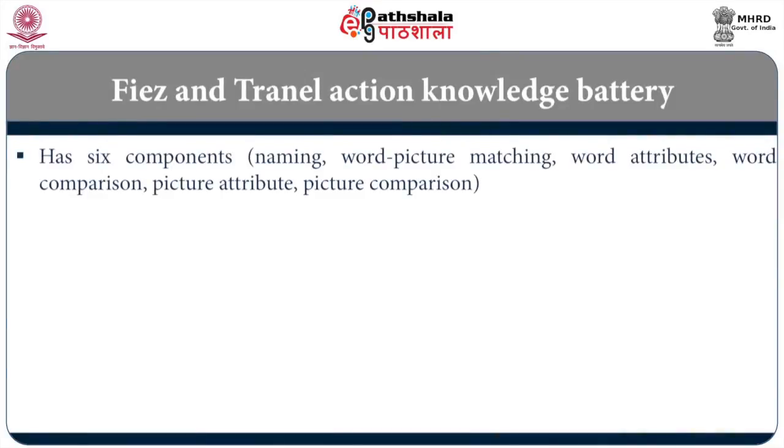It's a battery of tests developed by two researchers called Fries and Tranel. It's called the Fries and Tranel Action Knowledge Battery. This battery has 6 components: naming, word picture matching, word attributes, word comparison, picture attributes, picture comparison.